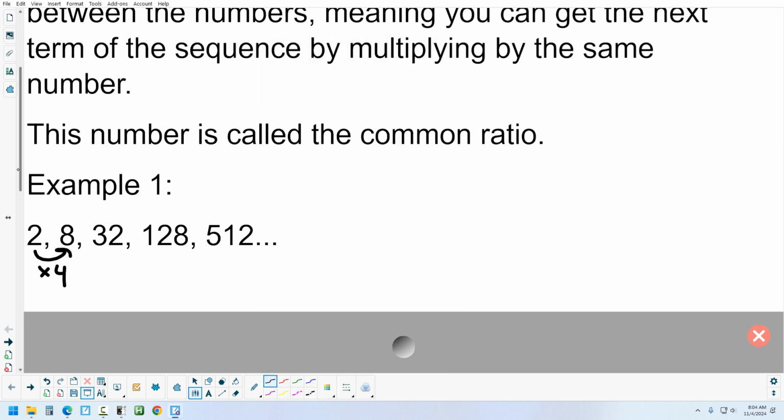Now that 4, it has a name. When we have a number that we add or subtract each time, that's called the common difference. When we have a number that we multiply by each time, that is called the common ratio. And last time we used D for common difference. What letter do you think we're going to use for common ratio?